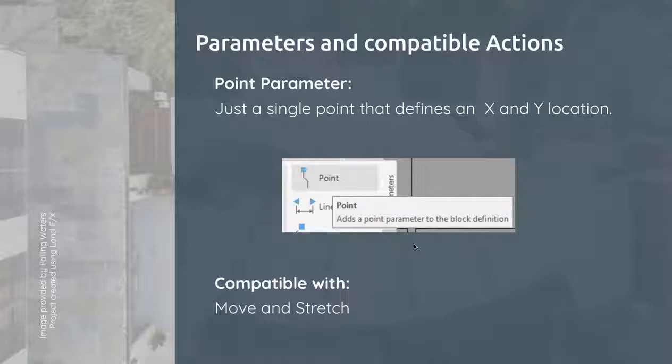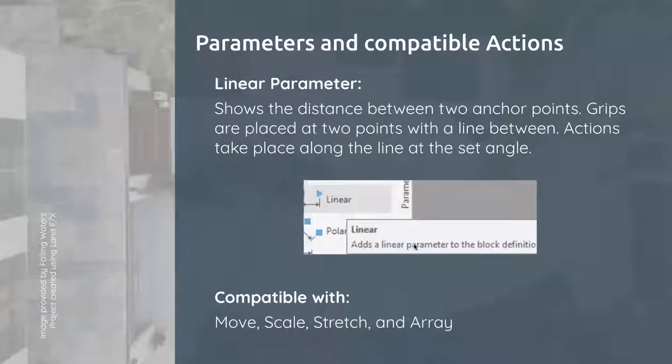First off is the point parameter, which is just a single point that defines an X and Y location, and it's compatible with the move and stretch action. The linear parameter shows the distance between two anchor points. The grips are placed at each end, creating a line in between, and you can set that line to any angle. And then any action that you apply to that is going to only respond along that line. That's compatible with move, scale, stretch, and array.